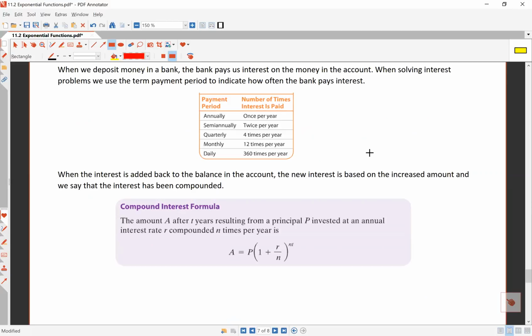When solving interest problems, we use the term payment period to indicate how often the bank pays interest. If a bank pays you interest annually, it will be one time a year. Semi-annually is twice per year. Quarterly is 4 times a year. Monthly is 12 times for the 12 months. And daily is 360. I usually like to use 365 times per year. When the interest that you earn is added back to the balance in the account, the new interest is based on the increased amount, and we say that the interest has been compounded.